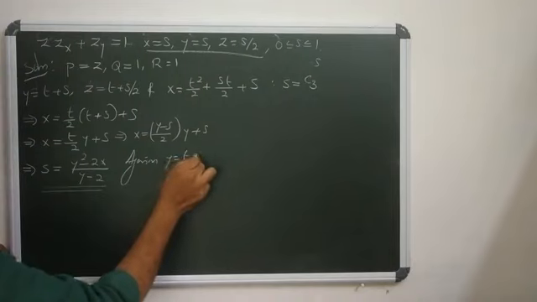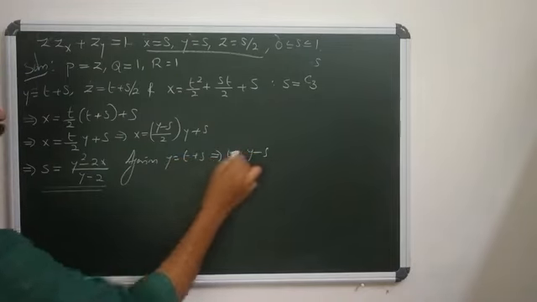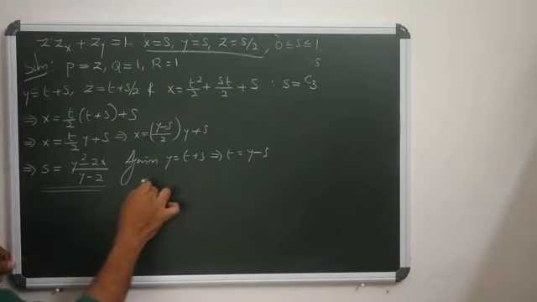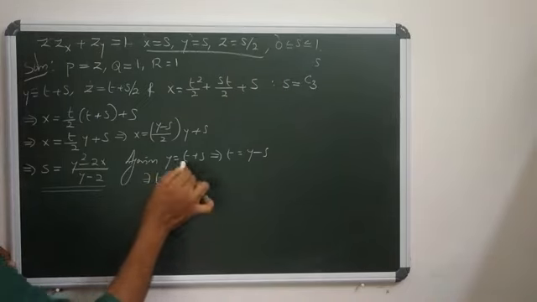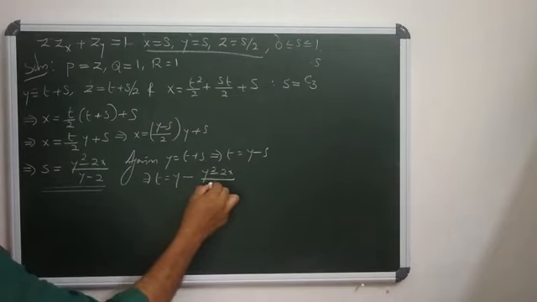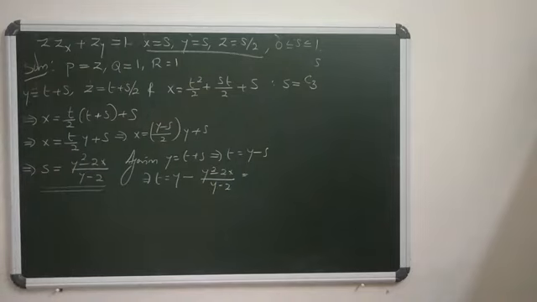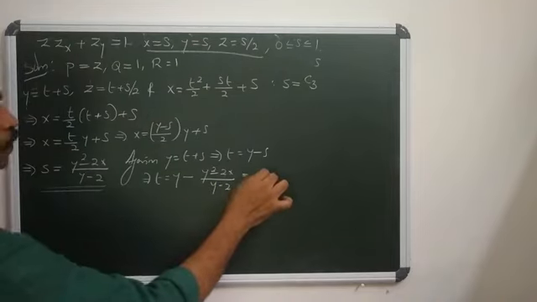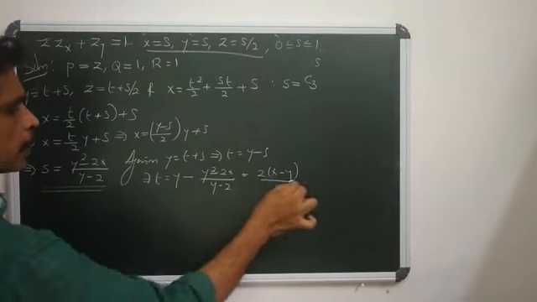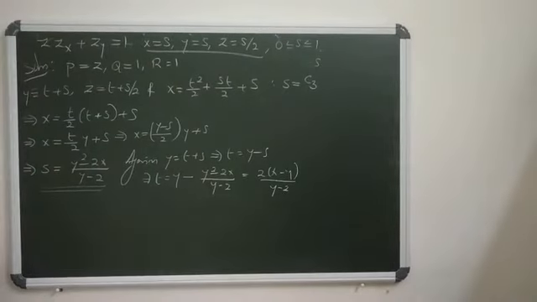y equals t plus s. So that implies t equals y minus s. So that means t equals y minus, what is s? S is in terms of x and y: (y square minus 2x) by (y minus 2). So on solving, you have it is 2 into (x minus y) divided by (y minus 2). Enough.